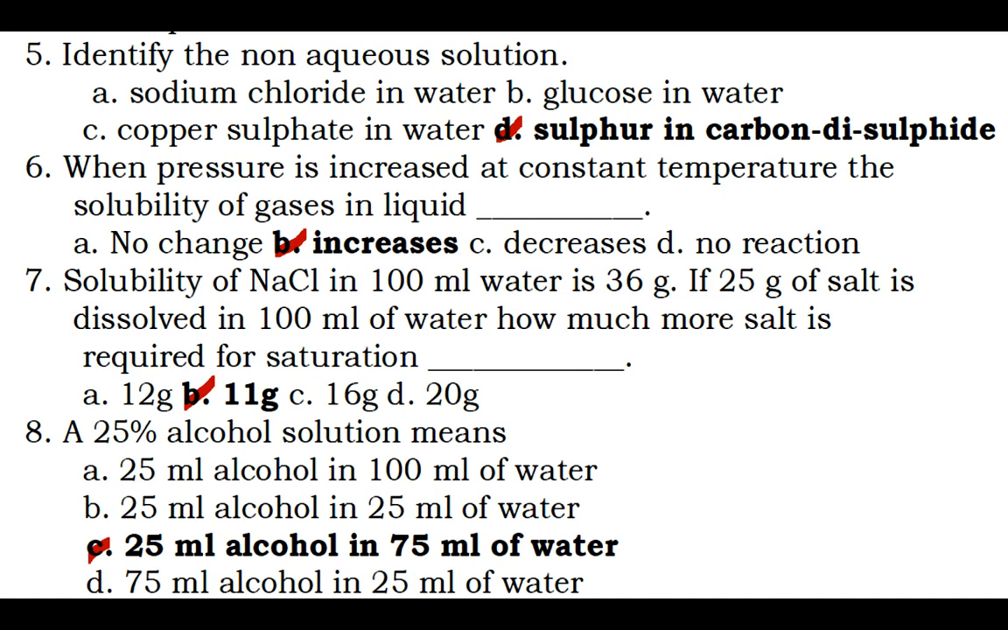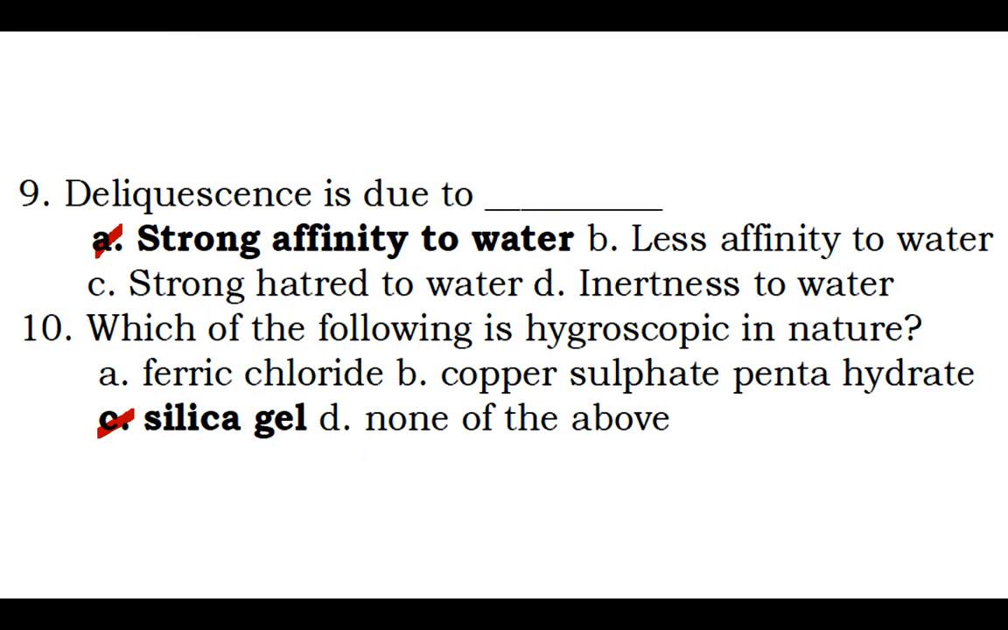Question number 7. Solubility of NaCl in 100 ml water is 36 gram. If 25 gram of salt is dissolved in 100 ml of water, how much more salt is required for saturation? Option B, 11 gram. Question number 8. A 25% alcohol solution means option C, that is 25 ml alcohol in 75 ml of water. Question number 9. Deliquescence is due to option A, strong affinity to water. Question number 10. Which of the following is hygroscopic in nature? Option C, silica gel.